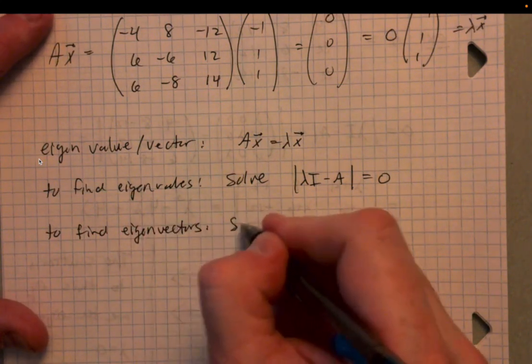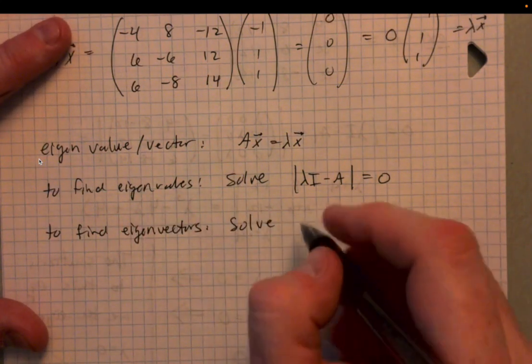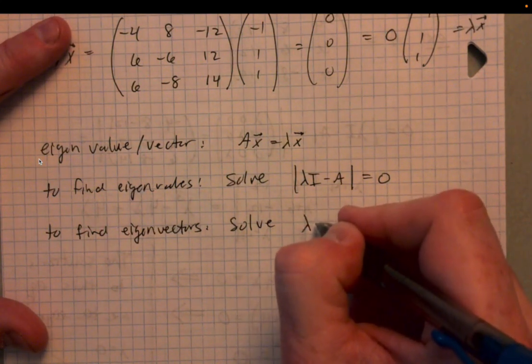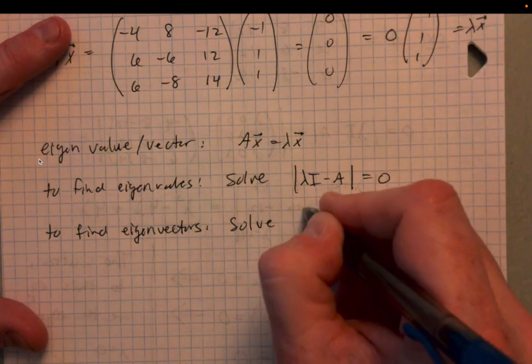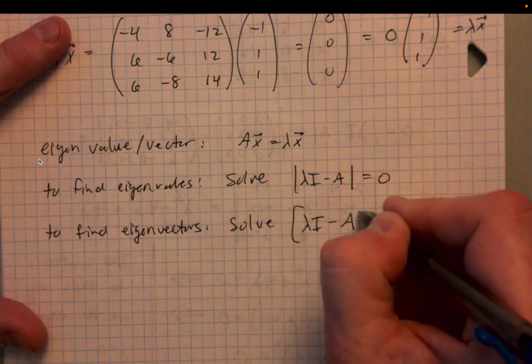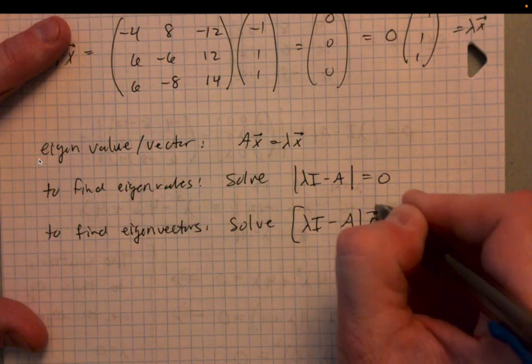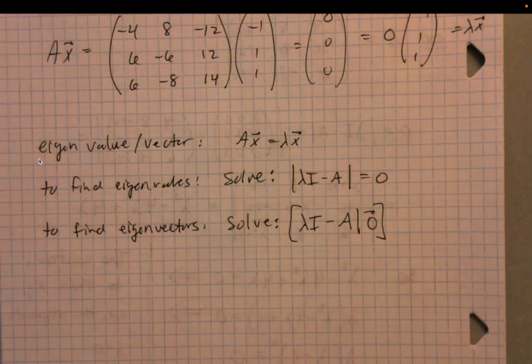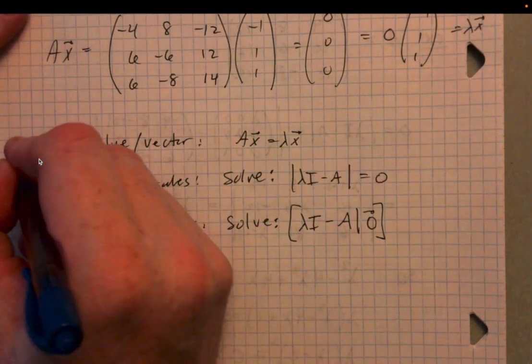Right. Well, that's going to involve solving a system. What's the system? Well, it's lambda times the identity minus A augmented with the 0 matrix. Solving a system will produce a vector, and that vector is going to be the representative of the eigenspace. There's an infinite variety of eigenvectors, but you just need one. Okay, so that's what we've got so far.